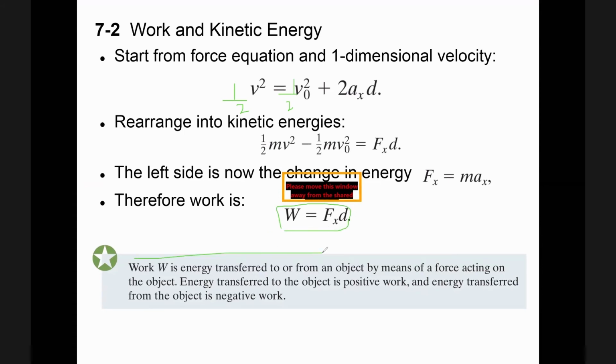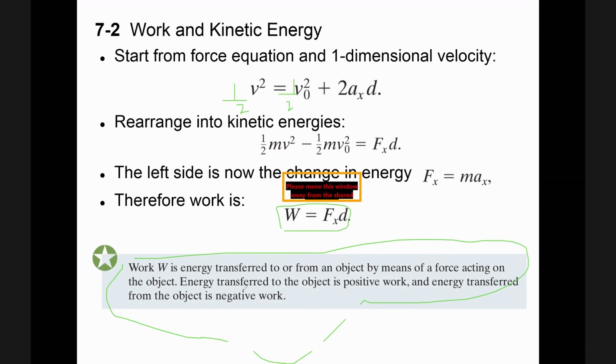But here I want you to read this carefully. This is what your friend wrote somehow. Work is energy transferred to or from an object by means of a force. Energy transferred to the object is positive work. Energy transferred from the object is negative work. Now you know something. The work done by the friction force is negative because of the angle 180. But it means that the friction force is taking from the energy of the object.